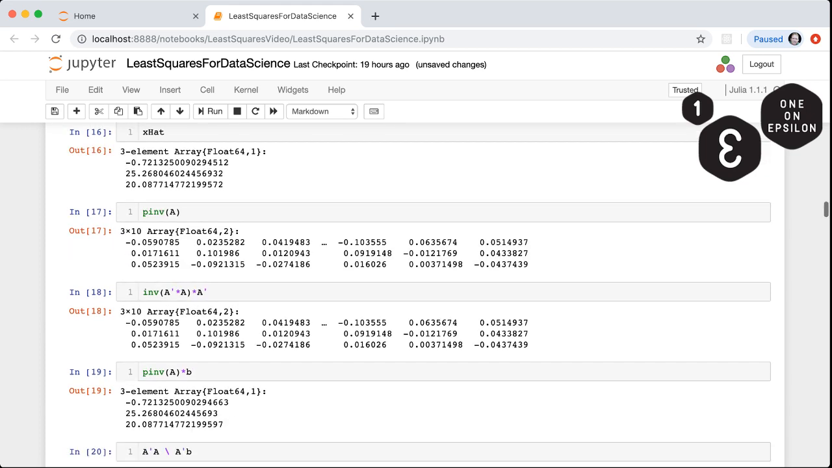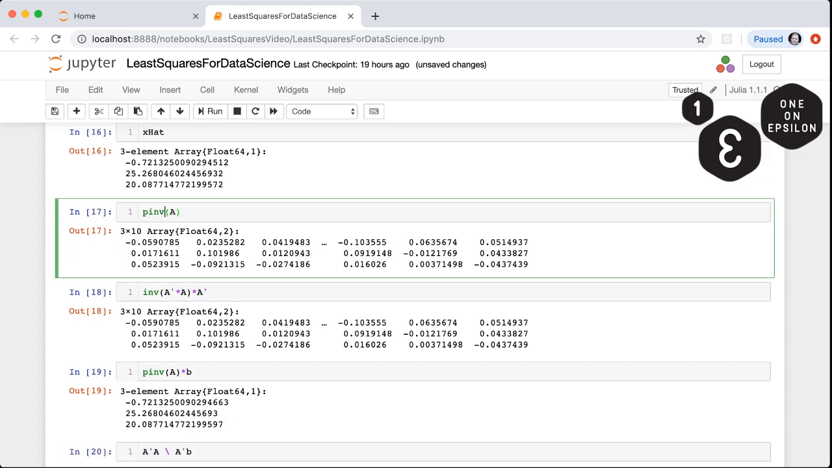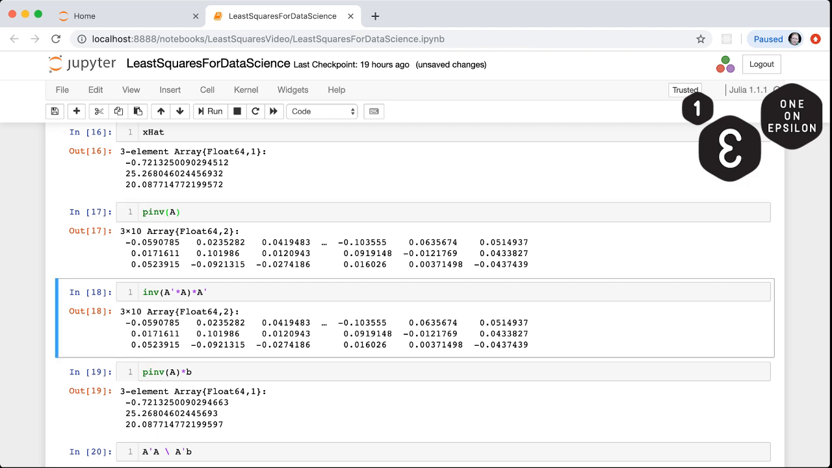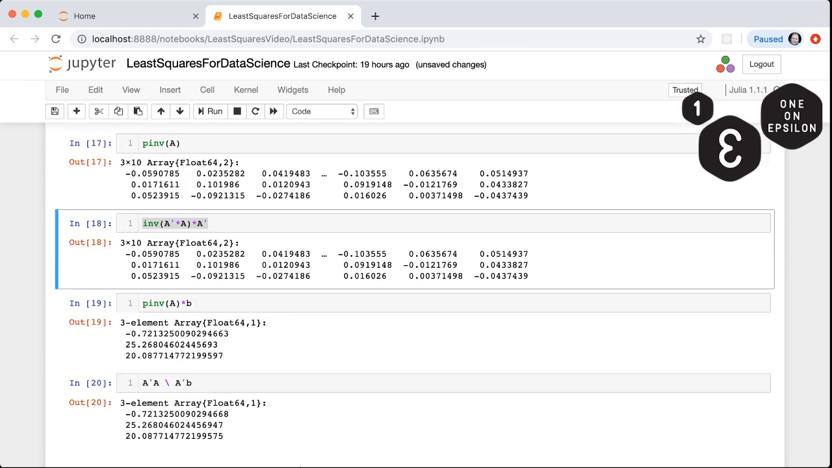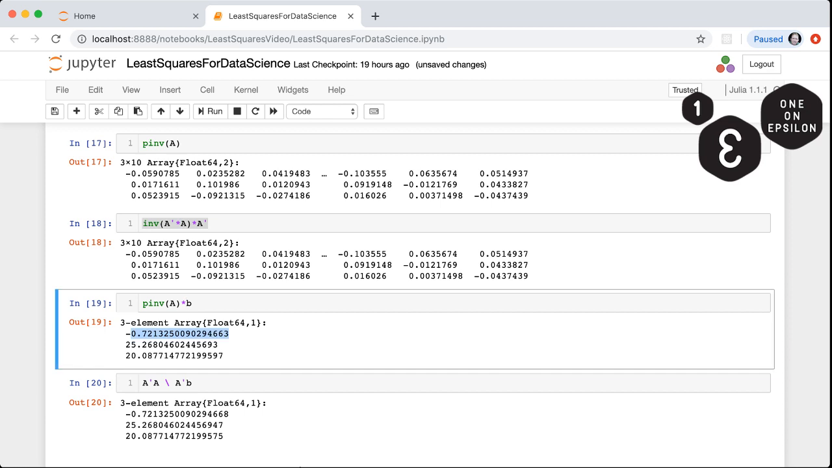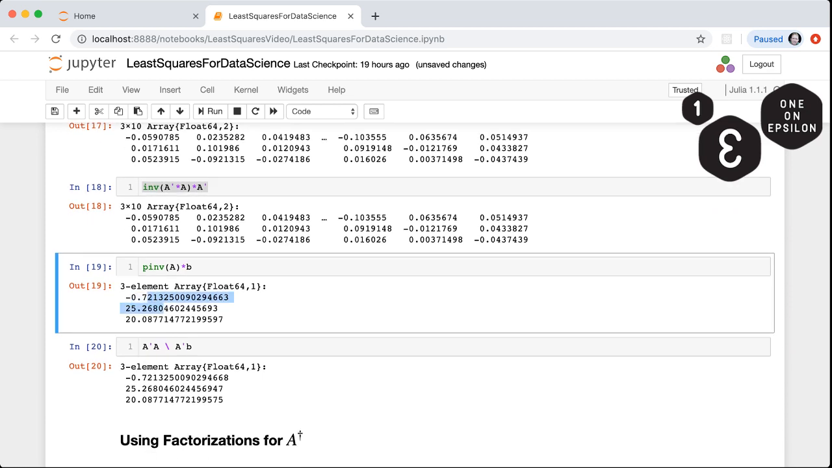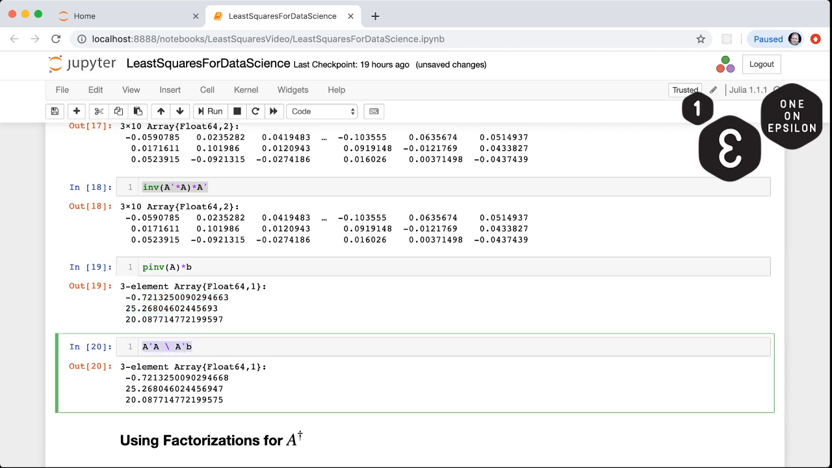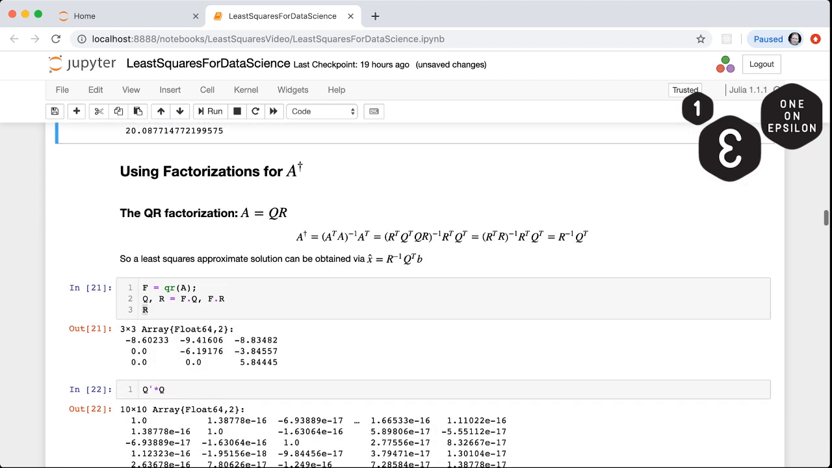Here's actually a Julia function that creates the pseudo-inverse, and here it is calculated by hand. You can see that these two pseudo-inverses are the same. This is the pseudo-inverse applied to the right-hand side b, and indeed we get our x hat. And similarly, this is just a solution of the normal equations using the backslash operator, in which case we also get x hat.